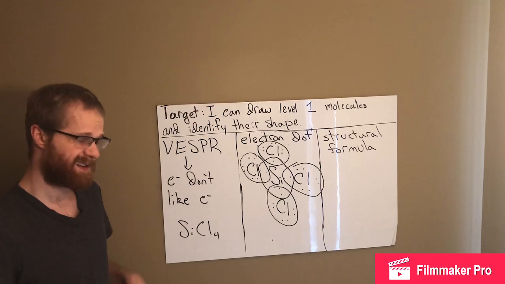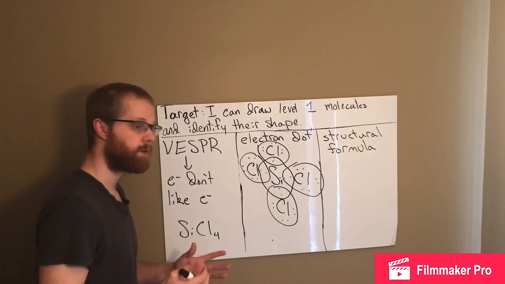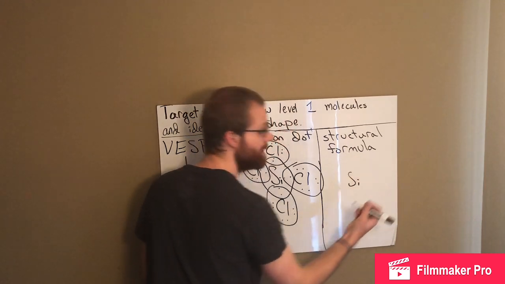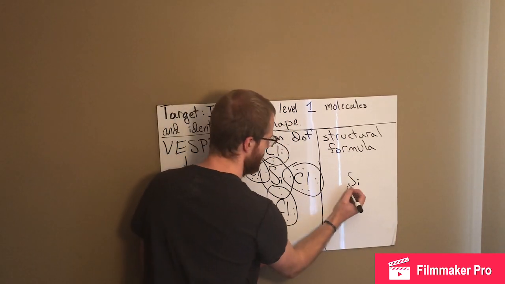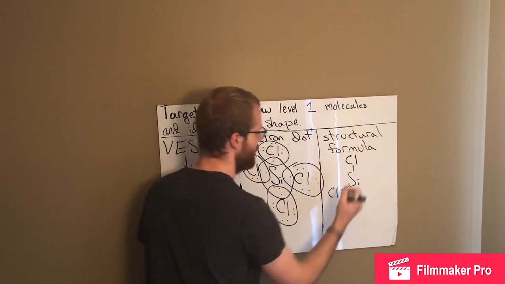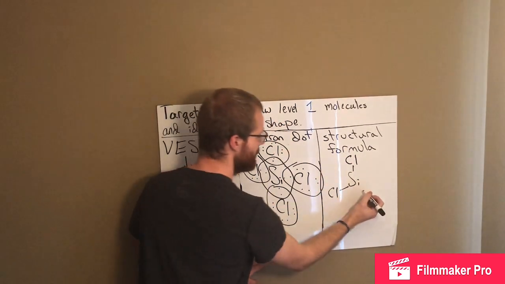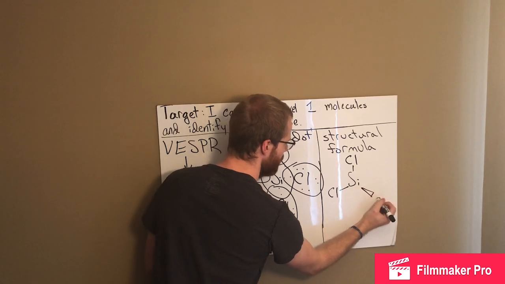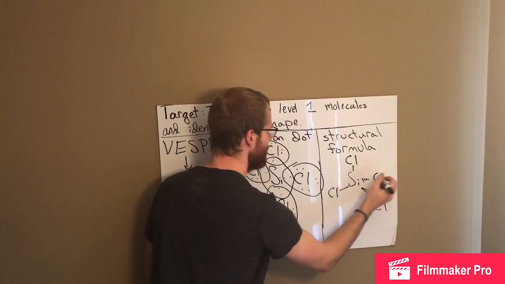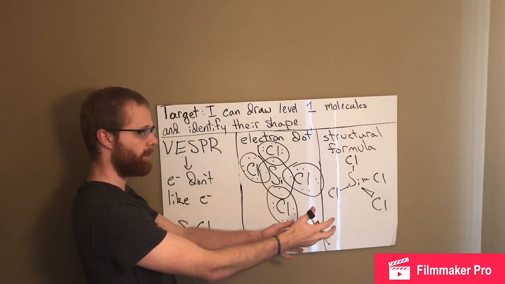Here's the tricky part. How do we create the structural formula? Just like the previous problem, we'll have our Si in the middle. We're going to have one chlorine atom coming down at an angle, one chlorine atom going straight up, one chlorine atom coming out of the board, and one chlorine atom going into the board.